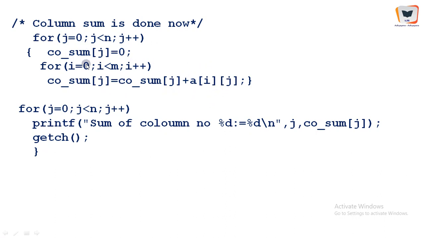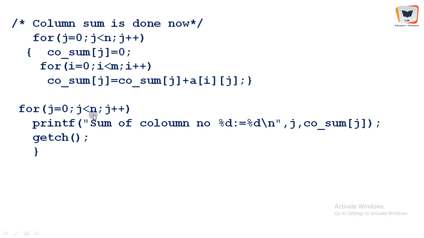j is 0, i will go from 0 to m. Therefore it is a 0 0, a 1 0, a 2 0, a 3 0, a 4 0. So we are going along a column. So now we will print the sums.